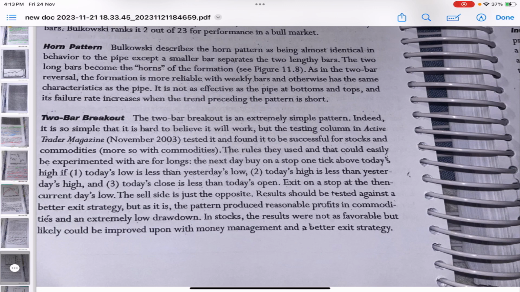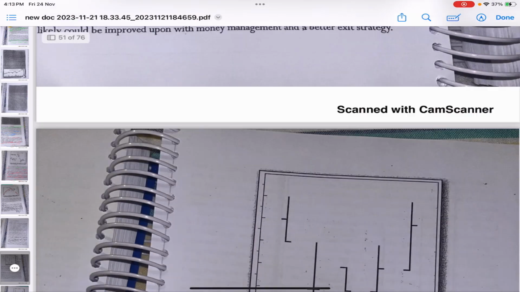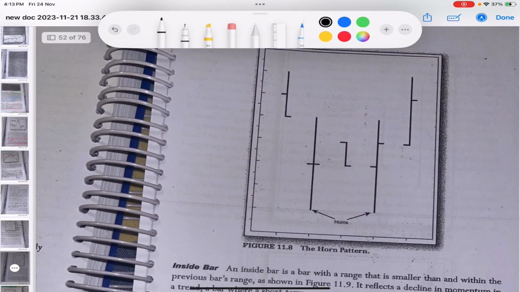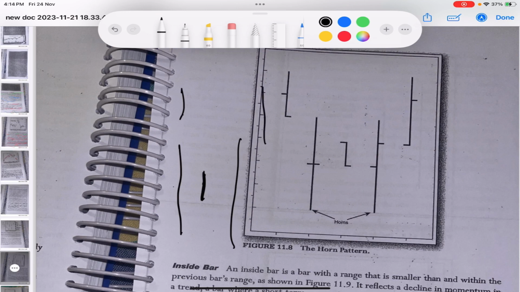Now we come to the horn pattern. What exactly is a horn pattern? The horn pattern is basically in the shape of the horns of an animal, which is why it's called a horn. Look at this, you can clearly see a horn, right? So this is the horn pattern. There's a fall, then two horns in the same direction. In the middle there is a random bar, and then it goes up again. So this is what a horn looks like.